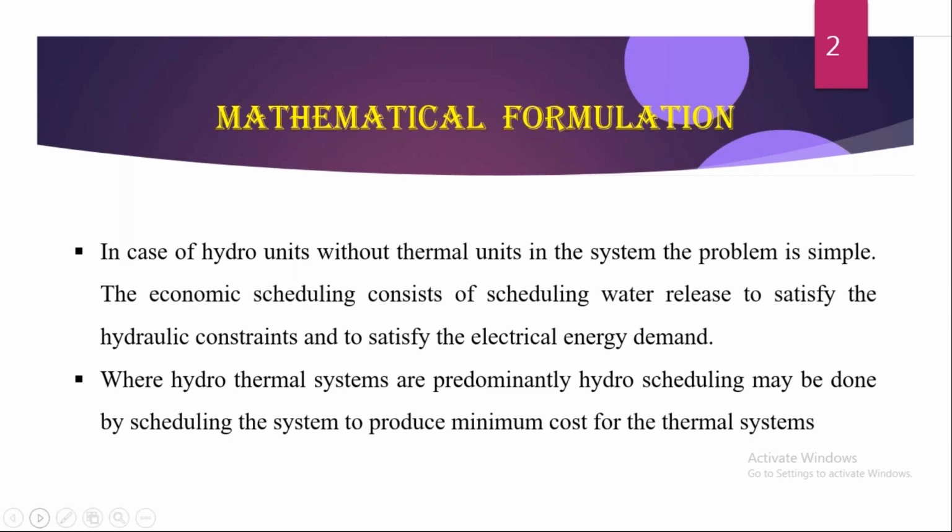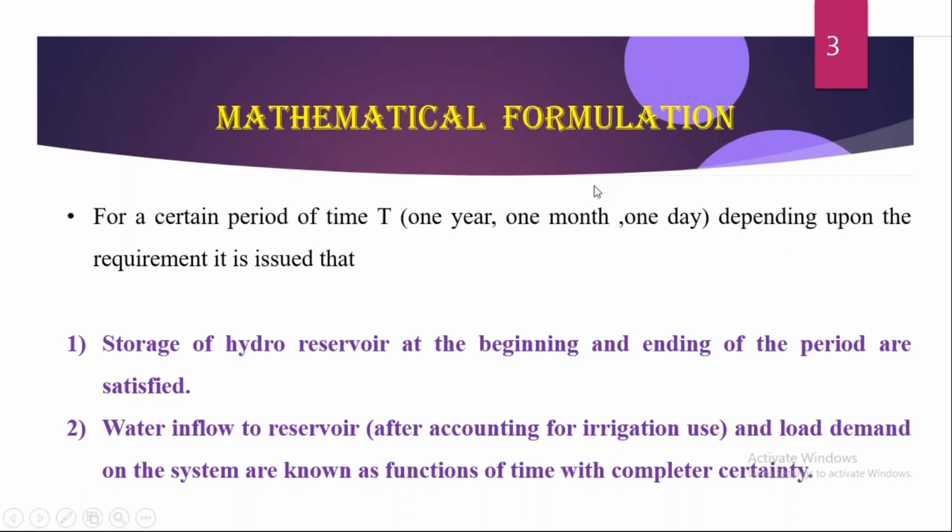Right. So here we are going to the scheduling. These are the two types: one is long term scheduling and the other is short term scheduling. Long term scheduling is done for 1 month, a year, and short term is for 1 day, 1 week, 1 month. So these are the two types of scheduling.